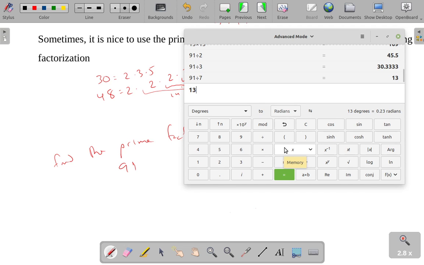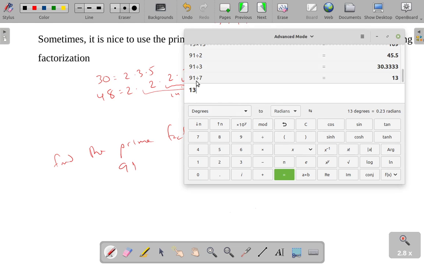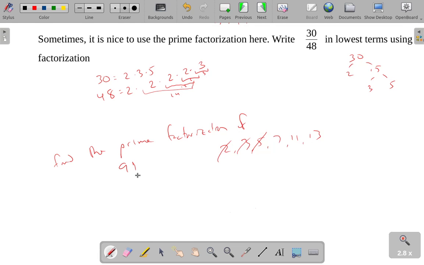And hey, it's divisible by 7, and it's equal to 13. So this is equal to 7 times 13. I may have thought that 91 was a prime number when I was beginning this, but by going through my list of prime numbers, I was able to find 7 as a factor. I just wrote 13 down because I know 13 is on my prime number list as well. So 7 times 13 would be the prime factorization of 91.